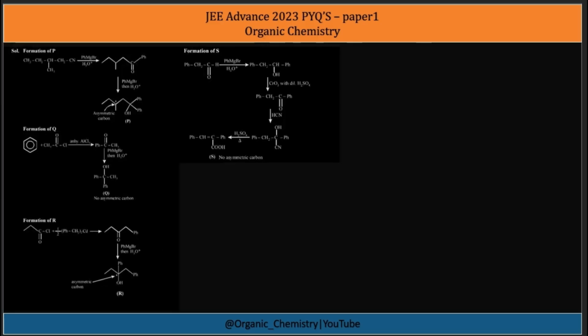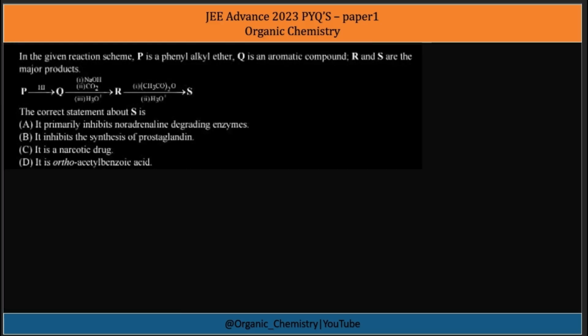Let's solve one more question. Yeah, this is also an easy one. And here they have given, in the given reaction scheme, P is a phenyl alkyl ether and Q is an aromatic compound. R and S are the major products. So we need to find the correct statement regarding S.